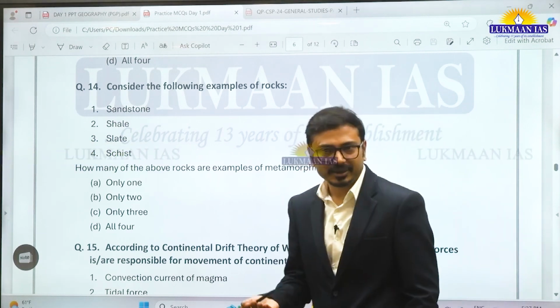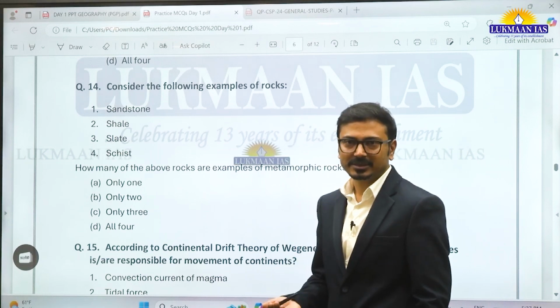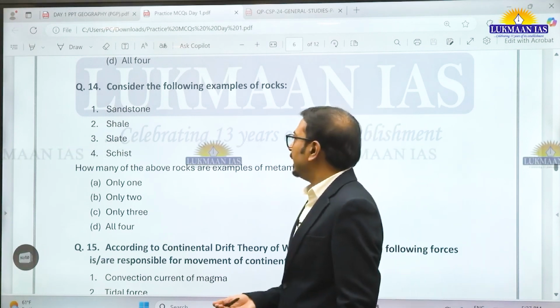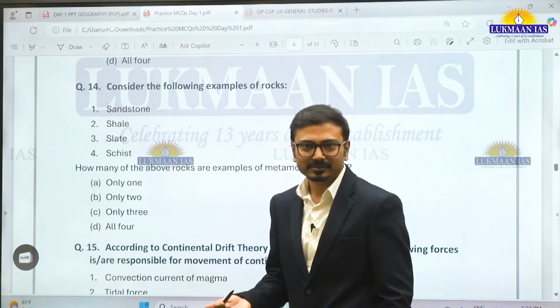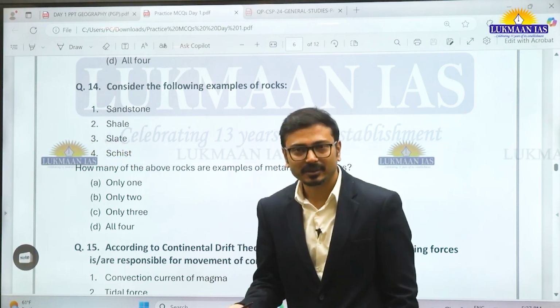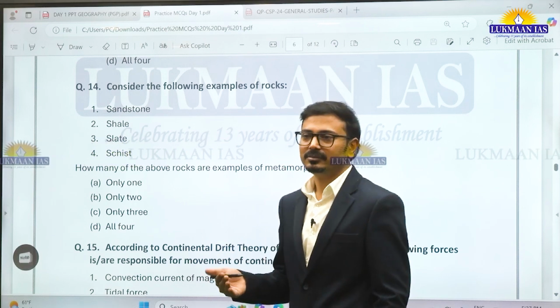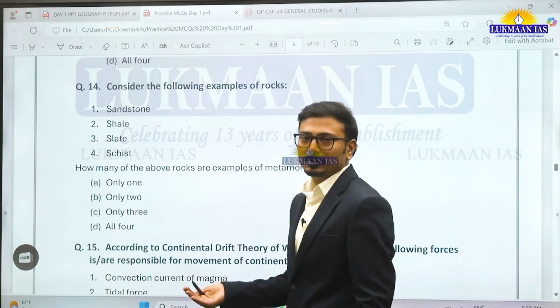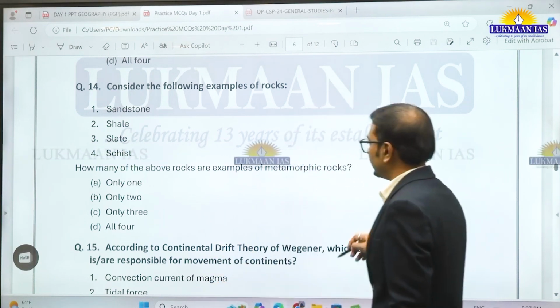Shale is also sedimentary rock. Shale gas is found in shale rock. Slate is formed from shale only. Okay, slate and schist are formed from shale only. So both are metamorphic rocks, slate and schist. So only 2 is the correct answer.